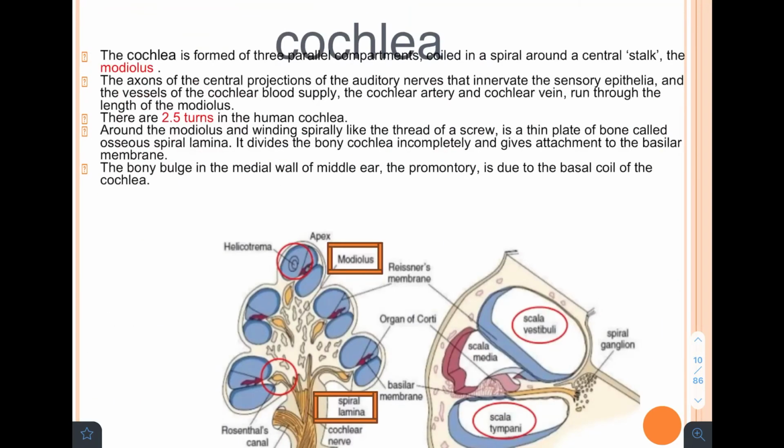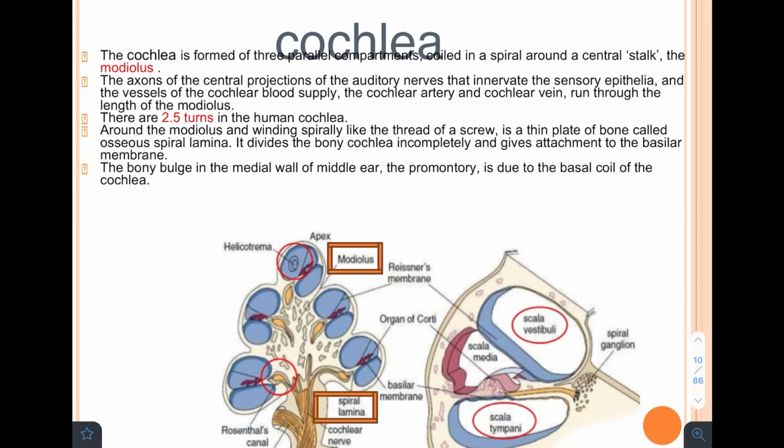Next is the cochlea. The cochlea is formed of 3 parallel compartments coiled in a spiral around a central stalk known as the modiolus. The axons of the central projection of the auditory nerve that innervates the sensory epithelia, and the vessels of the cochlear blood supply, which are the cochlear artery and vein, run through the length of the modiolus.